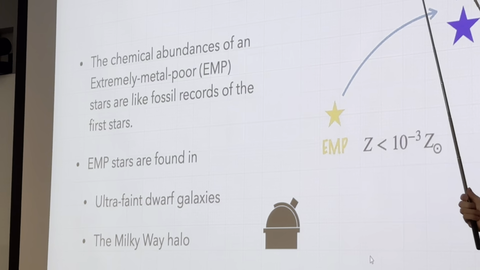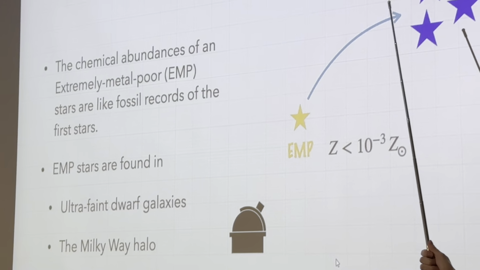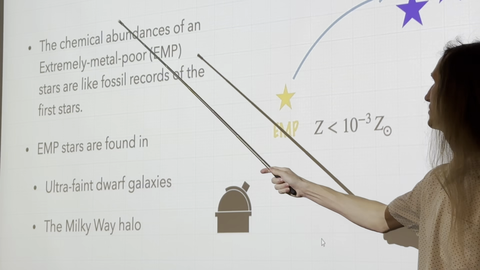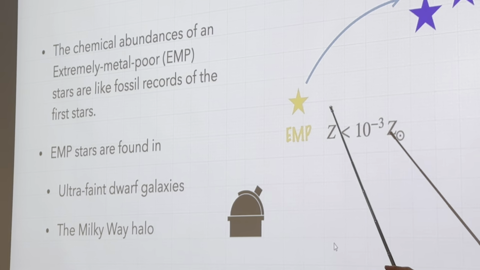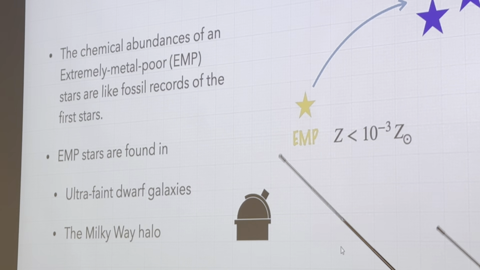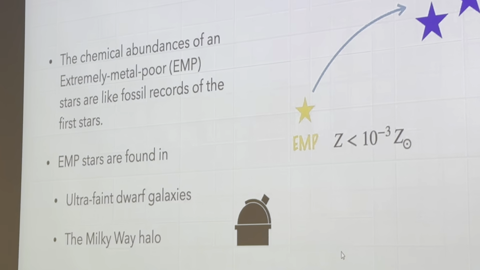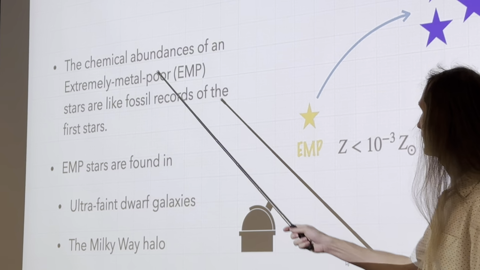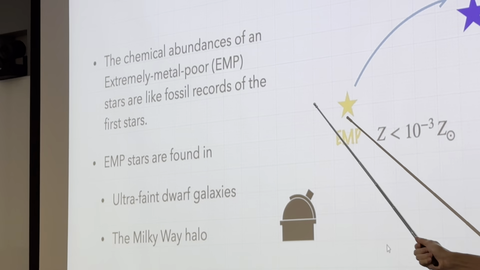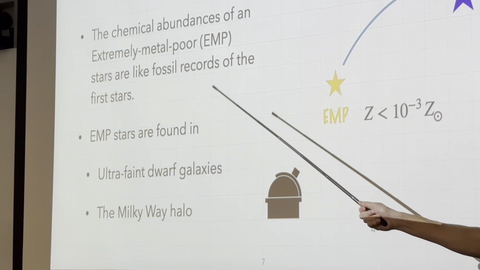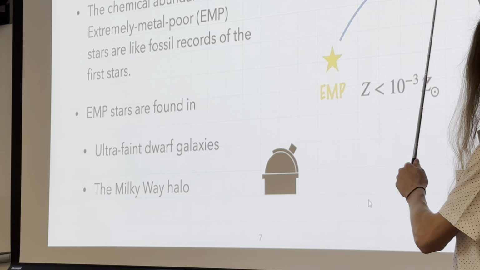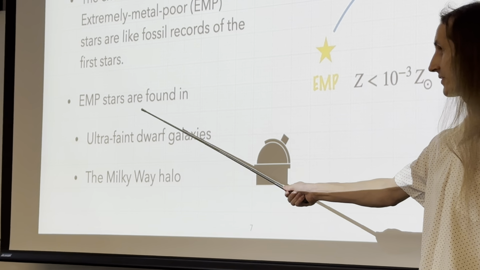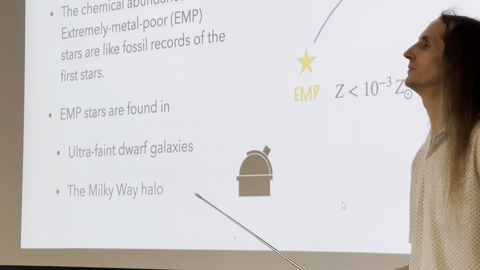Now, since we can't observe the POP3 stars with our telescopes, we try to infer their properties by looking at the metal content of what are called extremely metal poor stars that have a metallicity of about 1,000th the solar value. The lowest metallicity star we've ever observed was about 10 to the minus 5 solar. So by analyzing the chemical abundances of these EMP stars, extremely metal poor stars, we can try to infer the properties of the first stars. And we see these EMP stars in places like ultra-faint dwarf galaxies and the Milky Way halo.